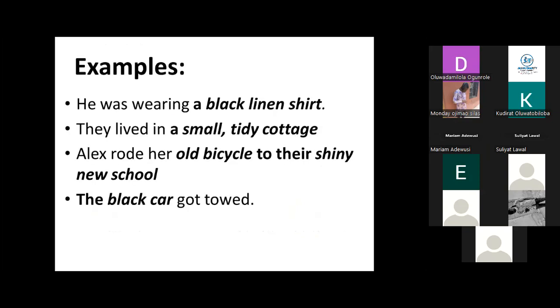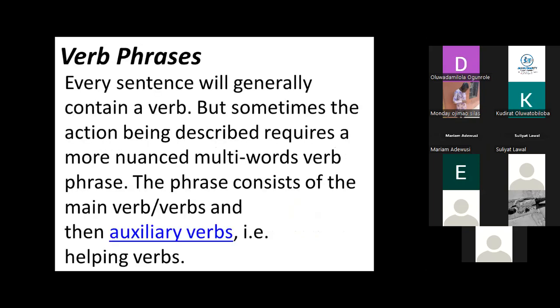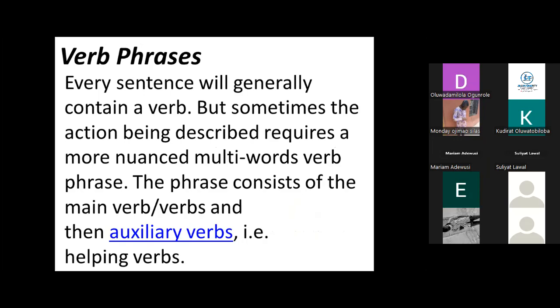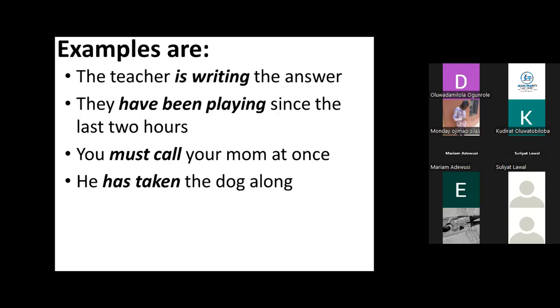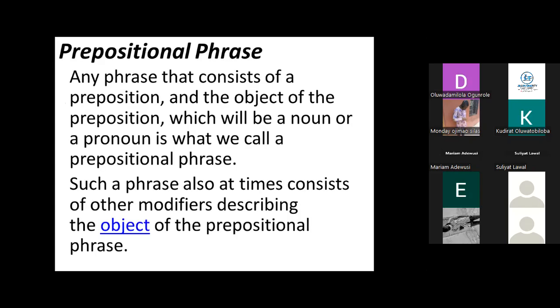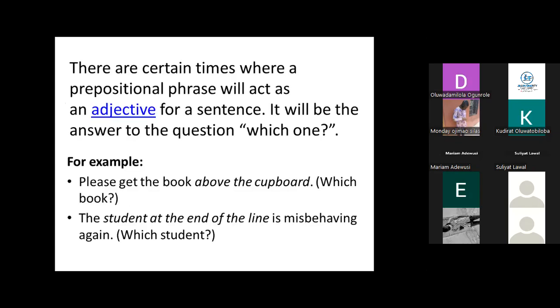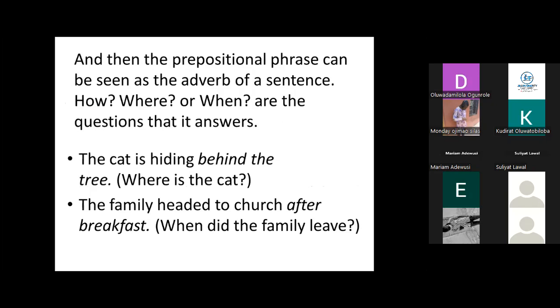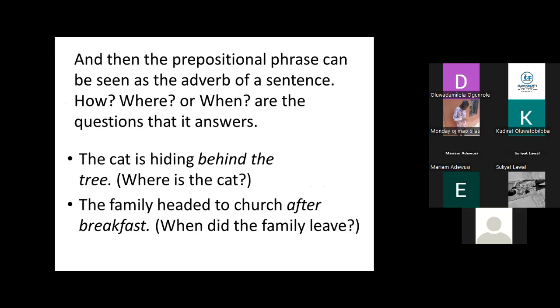The second one is the verb phrase. Bringing two or more verbs together to be used in a sentence, we have what we call a verb phrase. The third one is a prepositional phrase. A prepositional phrase is a preposition and a noun or a noun phrase, which functions as the object of that preposition, and then it works in a sentence. A prepositional phrase can act as an adjective for anything in the sentence or act as an adverb in a sentence. So that is where we'll stop for today.